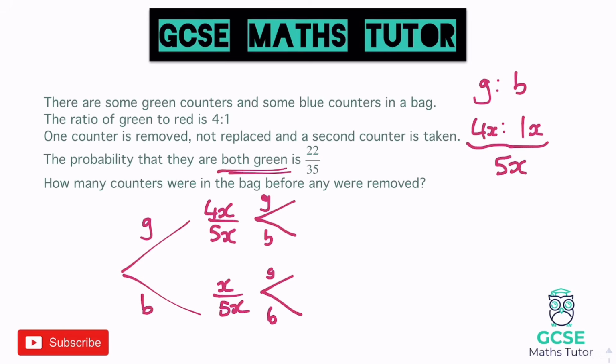Now if I take away one of the greens, I've got 4x, and I'm going to take away one of them. So I'm going to go 4x minus 1, and on the bottom I'm going to have 5x minus 1, taking away one counter because one of them has not been replaced. Now they're the two that we're actually interested in, but we could go about constructing the ones below. So blue would be the 1x, again over 5x minus 1. I'm moving down here, so let's write that in. I'm going to get rid of this in a sec, but it'll be x over 5x minus 1 again.